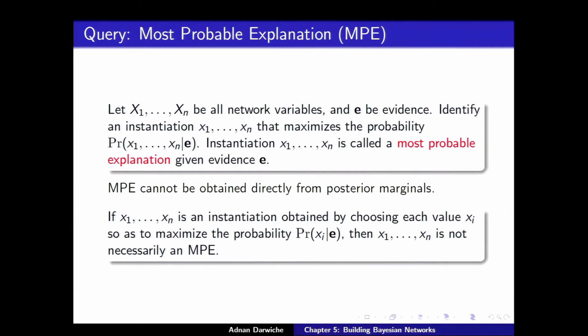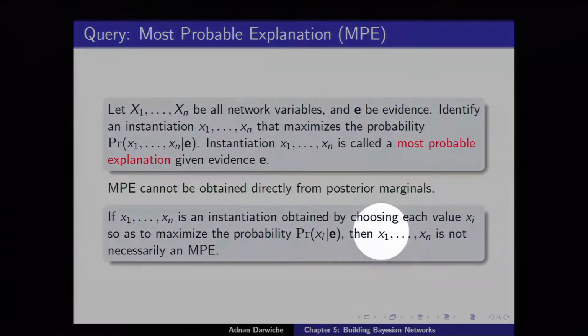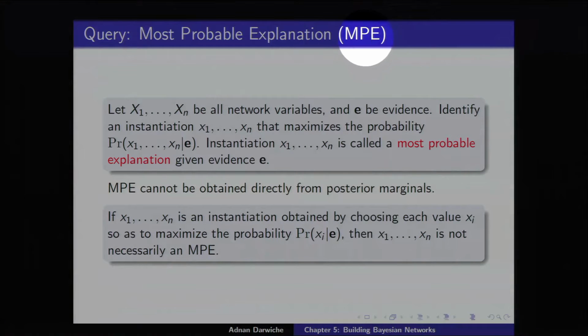Now we're going to do what is known as the MPE query. This has been receiving a lot of attention recently. What we're doing here is the following. It's kind of an optimization query. Let's say these are the variables in my Bayesian network, x1 through xn, and I have this particular evidence. I observed the value of some of the variables.